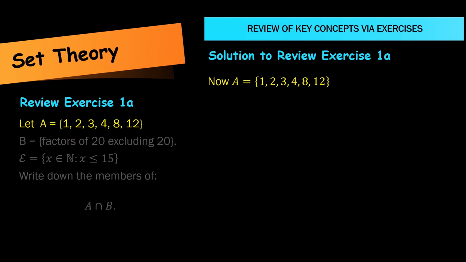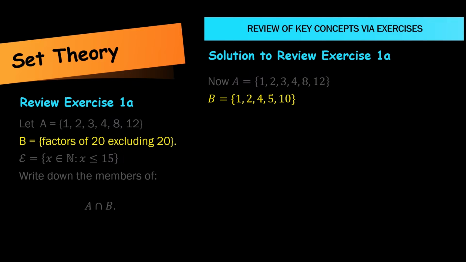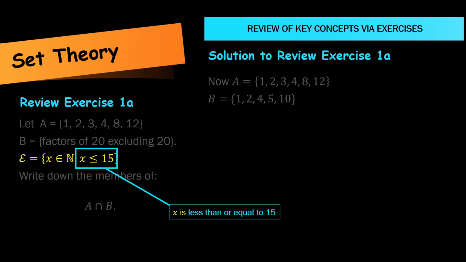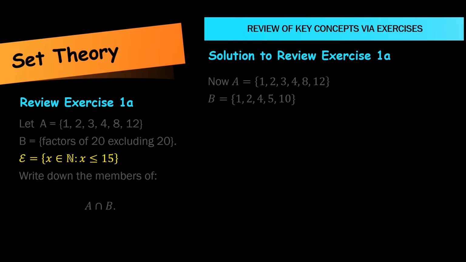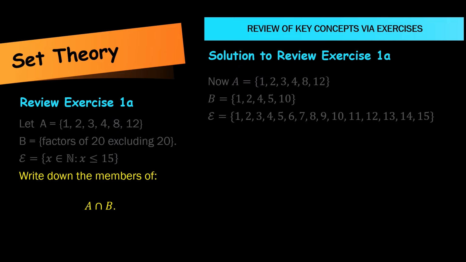So let's solve this. So we have the set A as shown. B, the factors of 20, is equal to the set of numbers 1, 2, 4, 5 and 10. The universal set, which consists of the natural numbers x such that x is less than or equal to 15, is the set of whole numbers from 1 to 15 inclusive. We are required to write down the members of A intersect B, or A and B.